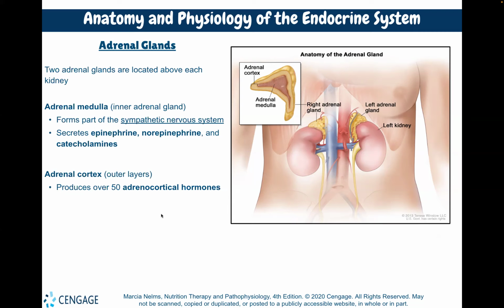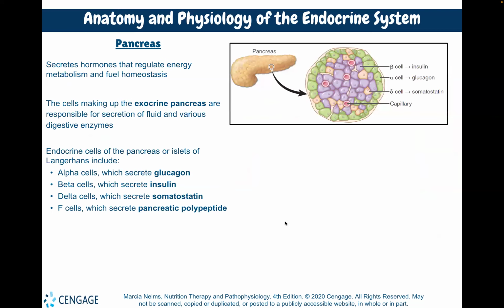Then we have the adrenal cortex. Oh, sorry, I meant to say this is over here. Adrenal cortical hormones is going to be cortisol. So that's going to be secreted from the adrenal cortex.